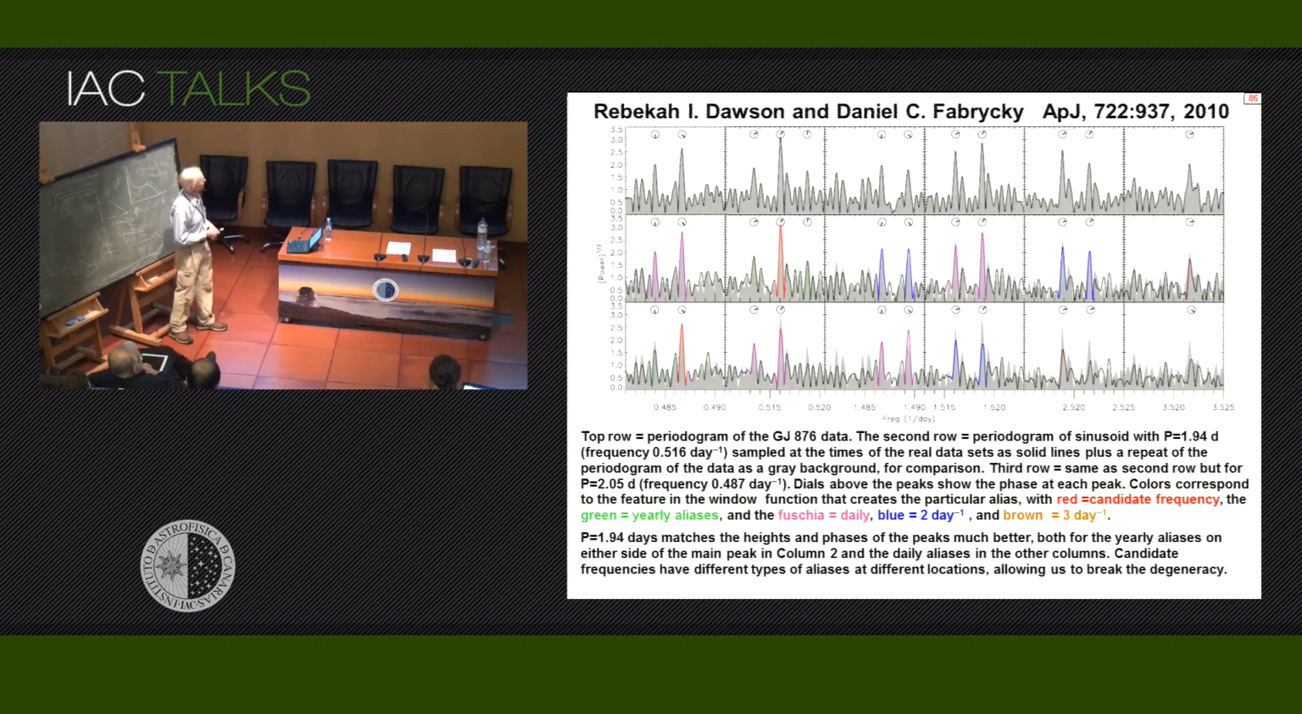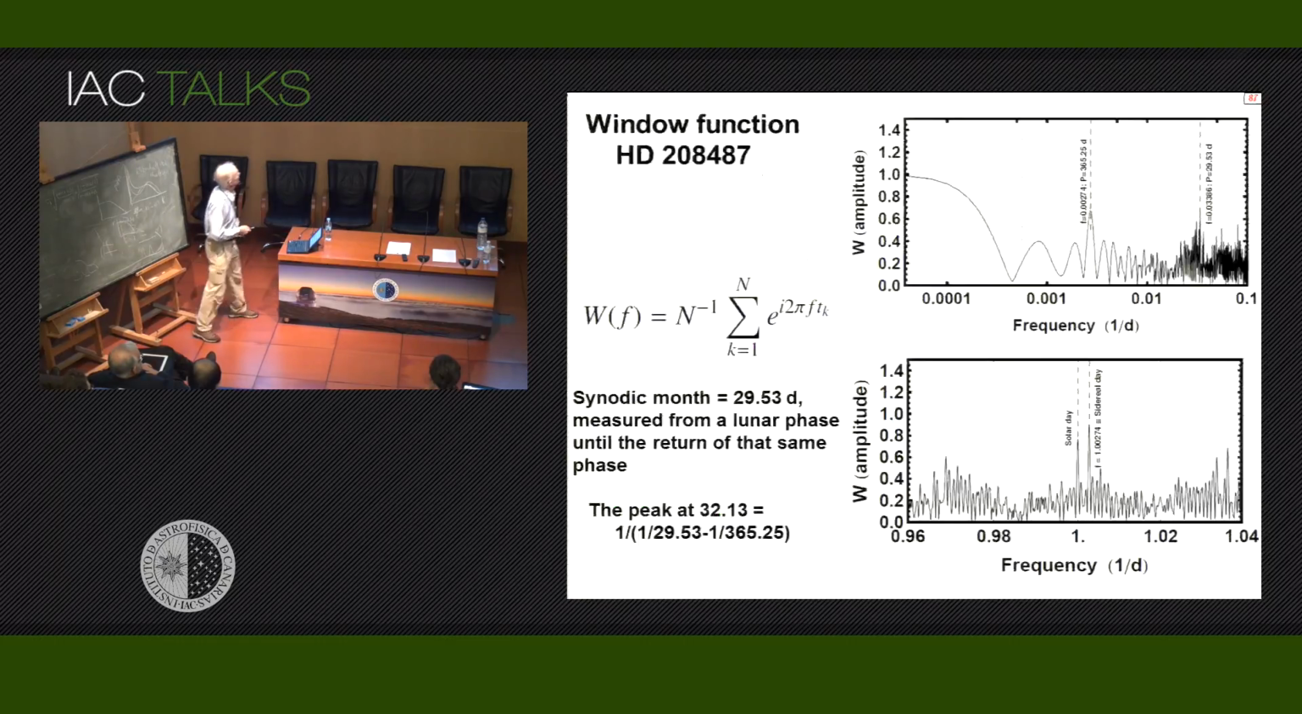So I thought, well, okay, great. We have a method. We understand how to determine the aliases. We have a scheme that seems to work. So let's try it out on HD 208487. And so here's the window function. So the window function is basically just the transform of the times.